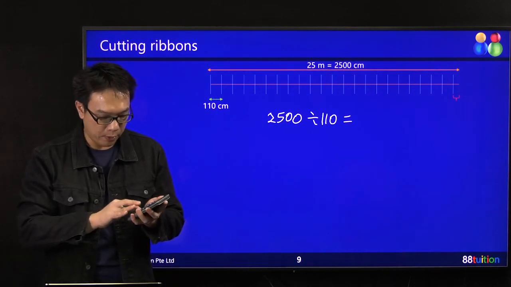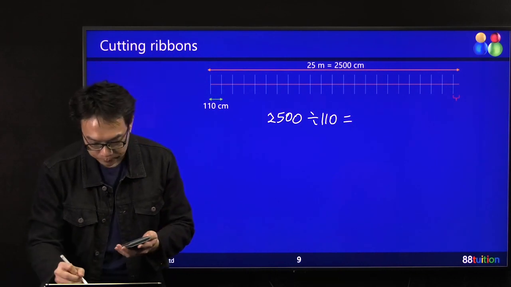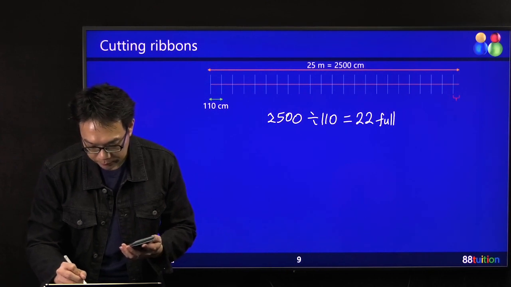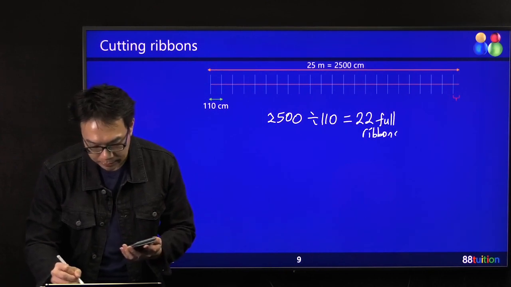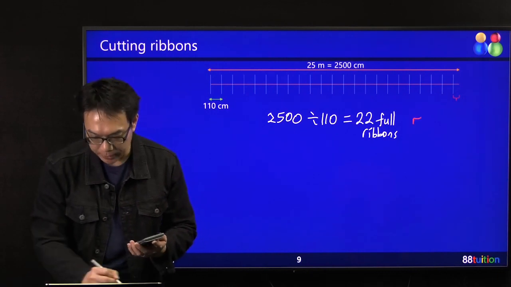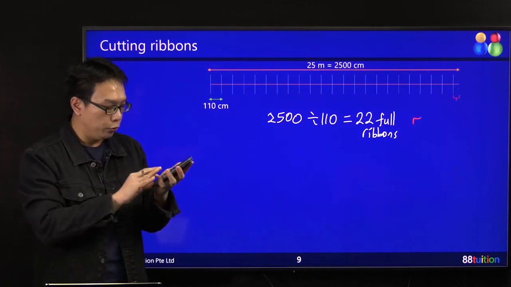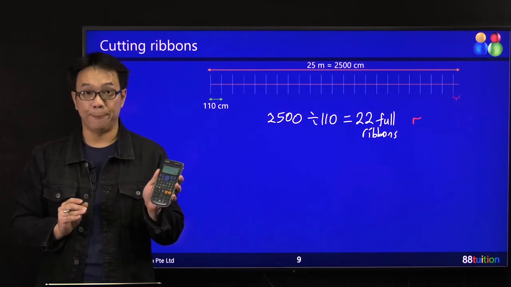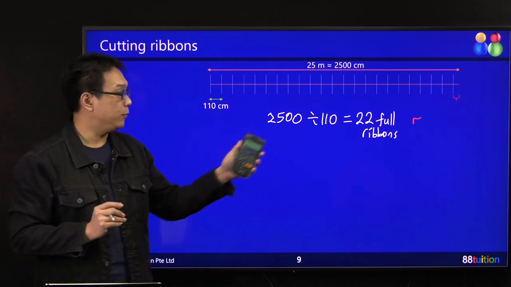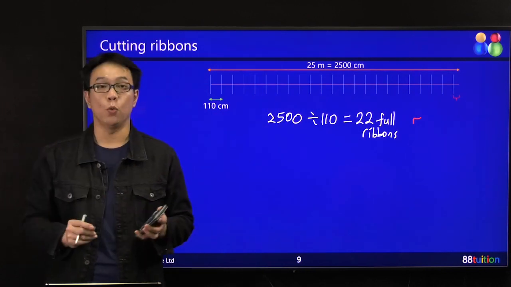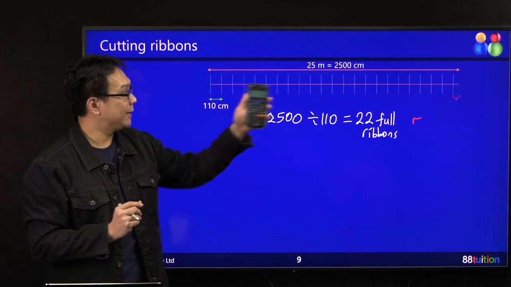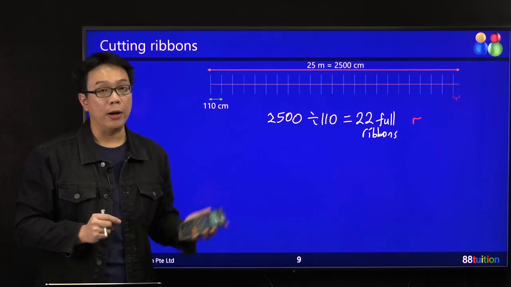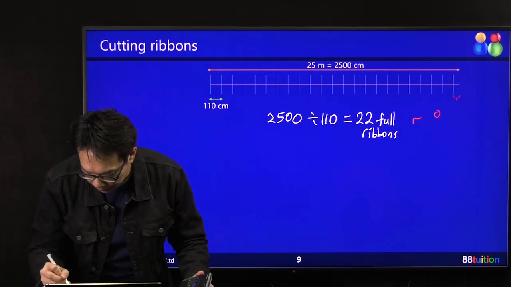So 2,500 divided by 110 will give you a what? 22. 22 what? 22 full ribbons. And what's the remainder? It's good to find the remainder. If I have 22 full ribbons, each of them is 110 cm, I'll get 2420 cm. I need to use 2420 cm to give me my 22 full ribbons, each is 110 cm. The entire length of one row of ribbon that is fixed is 2500. 2500 minus 2420, remainder of 80 cm.